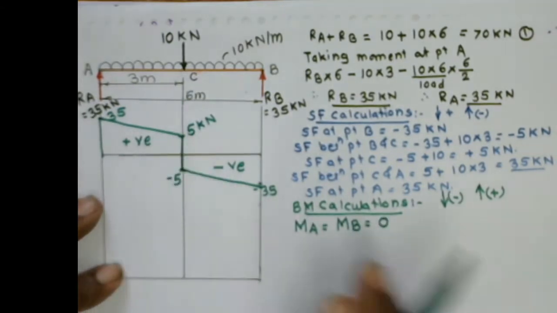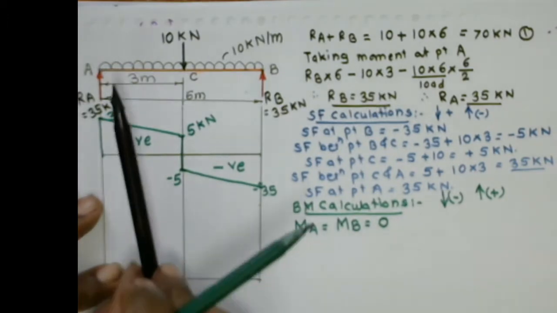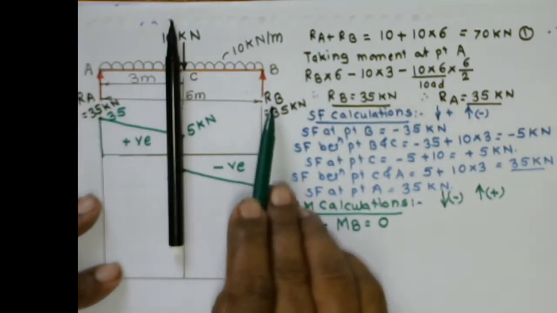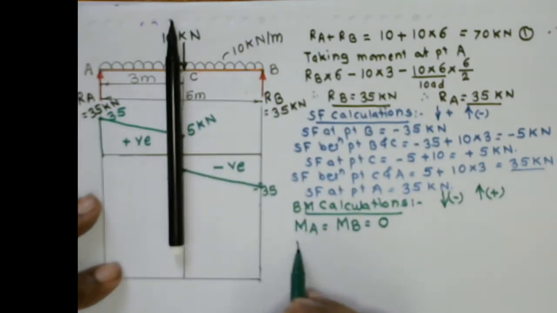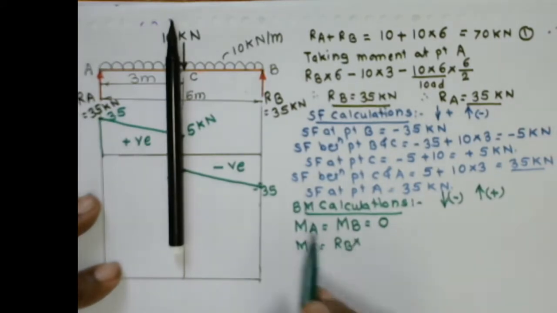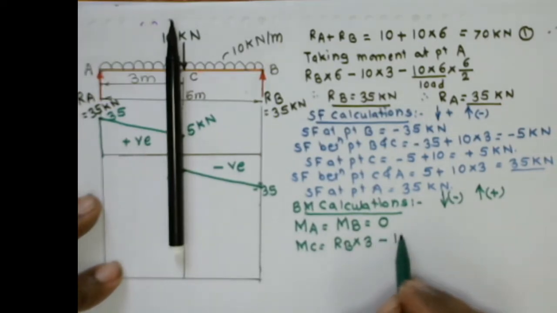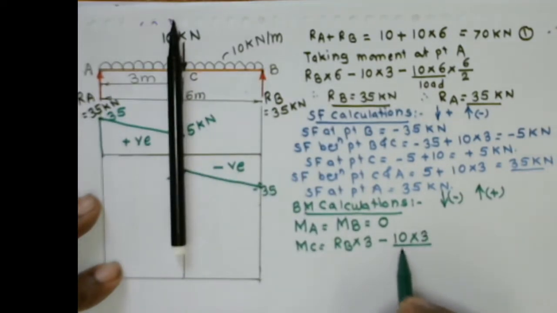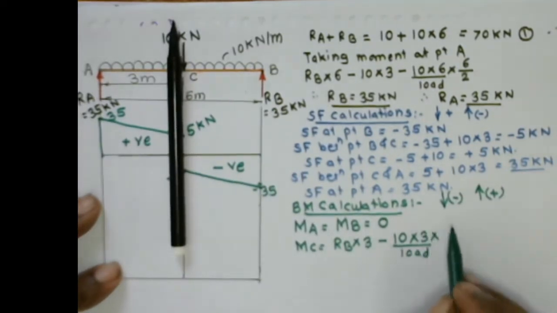Now come to the point C. If we take a section at point C, on the right hand side we are getting two forces. One is the point load, another is the UDL. So RB acting in the upward side, so sign convention is plus, into its distance up to the point C, that is 3 meter, minus for UDL 10 into span of the UDL up to the point C, that is 3 meter, that becomes a load, and it always acts at the center of the span, so you may write here 3/2.